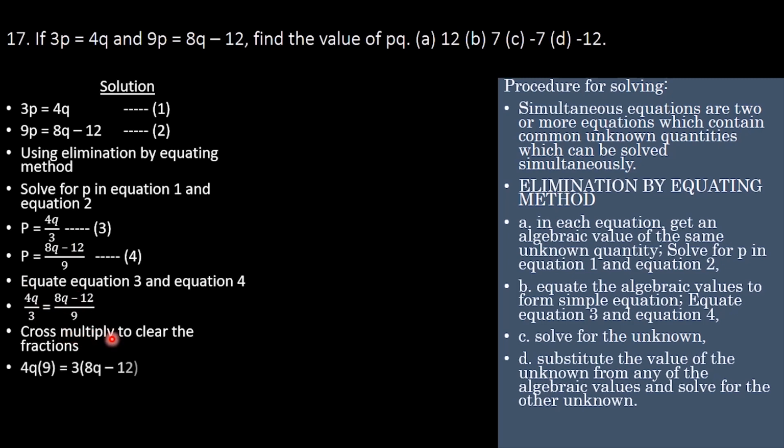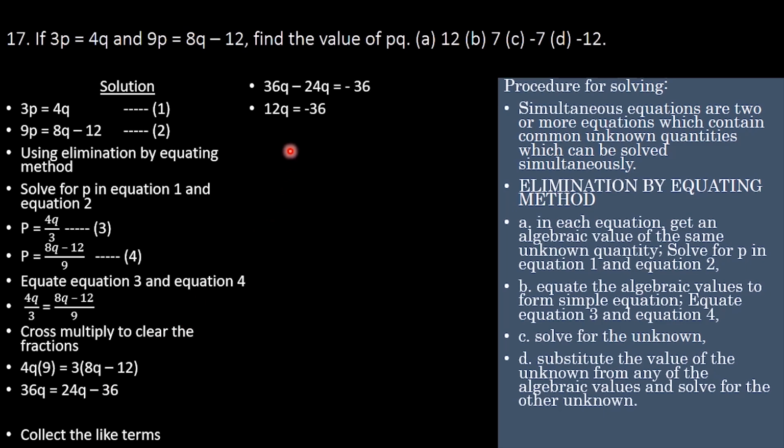We now have 4Q multiplied by 9 is equal to 3 multiplied by (8Q minus 12). Now 4Q multiplied by 9 gives 36Q, is equal to 3 multiplied by (8Q minus 12), which gives 24Q minus 36. Then let's collect the like terms. When you collect the like terms, we have 12Q is equal to minus 36. Then divide both sides by 12. We have Q equal to minus 3.